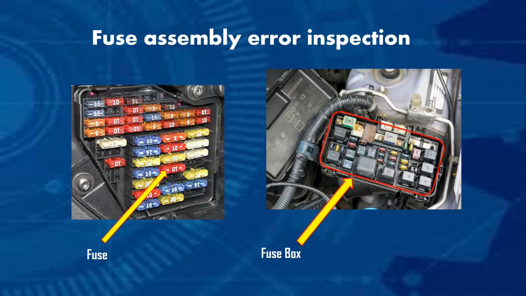Fuse boxes are made to protect electrical circuits in the car from exposure to the elements, preventing damage and short circuits. Fuses within a fuse box come in many different shapes, colors, and sizes. They're used to stabilize the electrical current flowing through wires, protecting electronics from damage due to an overload of electricity.